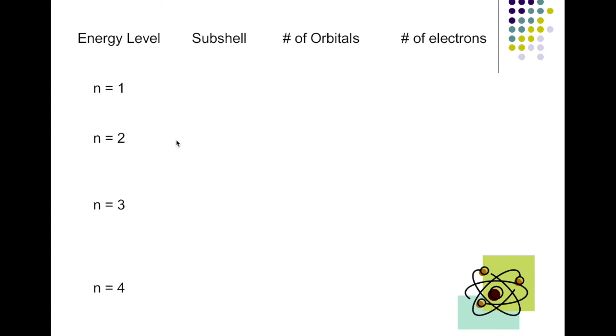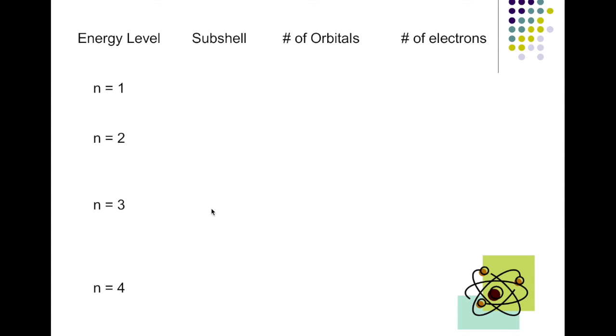Now compare that to N2. You have 2 subshells, so 2s and 2p. The number of orbitals will actually be 4 here. So you have a 2s and 3 2p's: 2p, 2p, 2p. The number of electrons here would be 8. I'll say that one more time: 2s and 2p, and here you're going to have 4 orbitals, and then you're going to have 8 electrons.